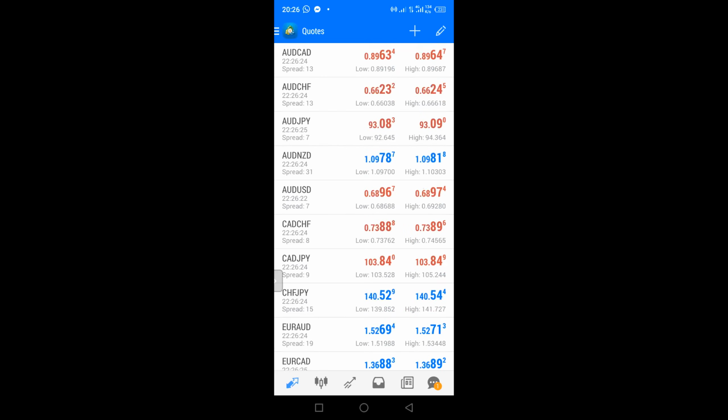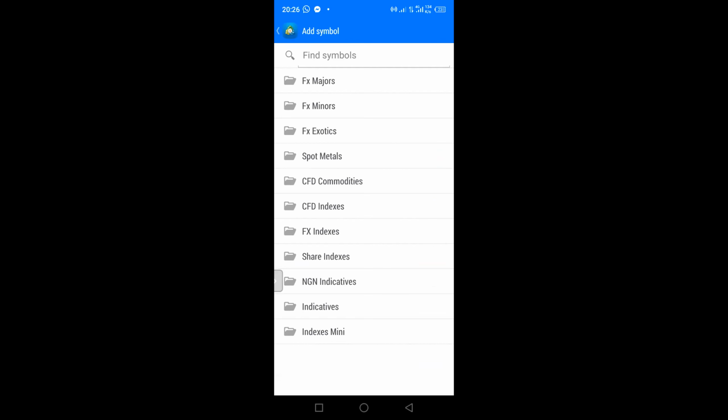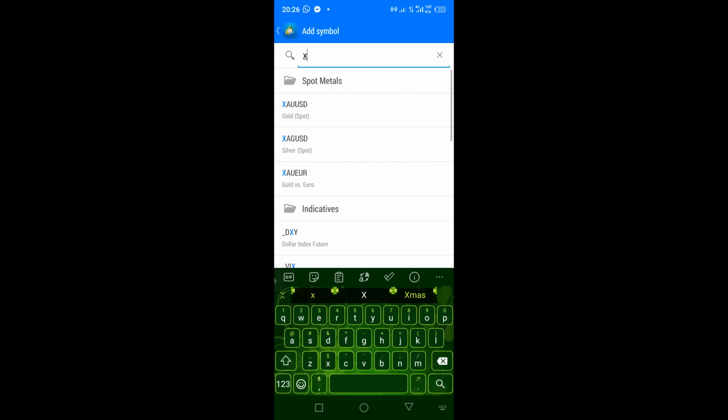If I click on that plus sign, it brings me here. I could simply just type XAU, and then I can have gold. You can see gold spot and gold versus euro, right? If I click on that gold spot, it disappears automatically from this search, right?